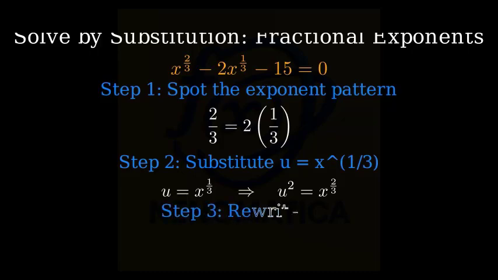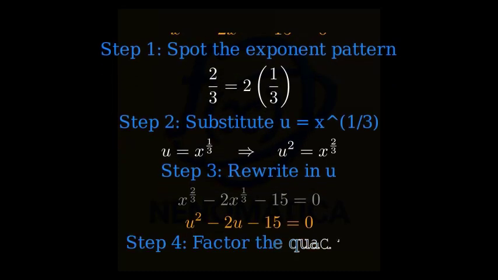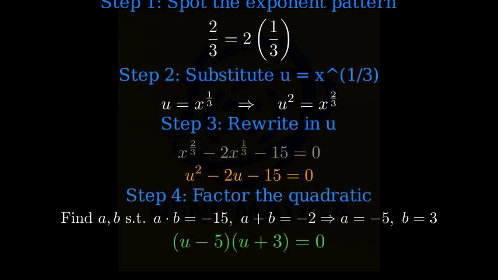Step 3. Rewrite the original equation completely in terms of u. x^(2/3) becomes u². x^(1/3) becomes u. So the equation becomes u² - 2u - 15 = 0. Step 4. Factor the quadratic. We need two numbers that multiply to -15 and add to -2. Those numbers are -5 and positive 3.